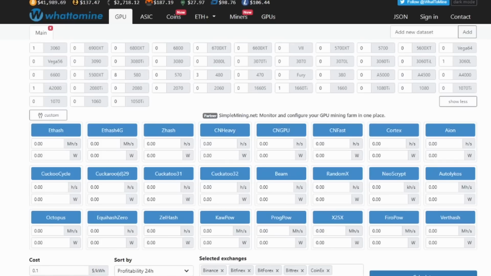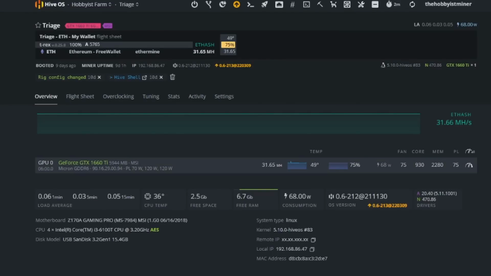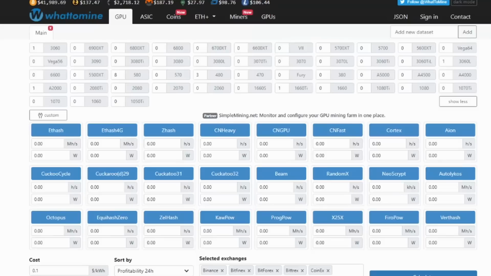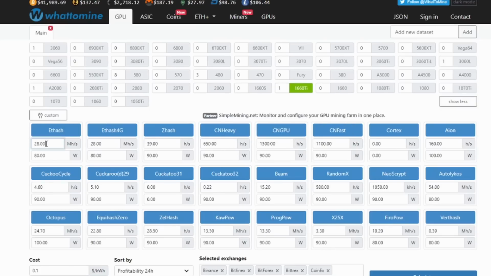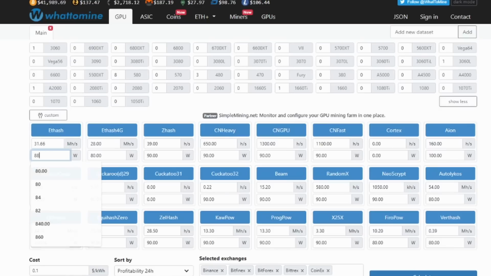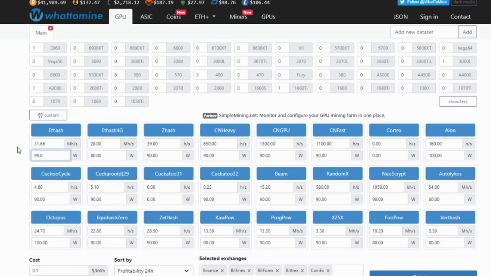If we look at HIVEOS, we talked about 31.65, which was our hash rate. So we're going to come up here, and you have lots of options at the top to select the graphics card of choice. There's our 1660 Ti, so I can select that. But it has in some very default, very basic hash rate numbers, so we're going to update those. As we said, we are at 31.66 now. Look at that, gone up a little bit. And our watts here, which is what we determined in our last video for the entire rig, is 99.8. Now that is exactly everything we're using and our hash rate.